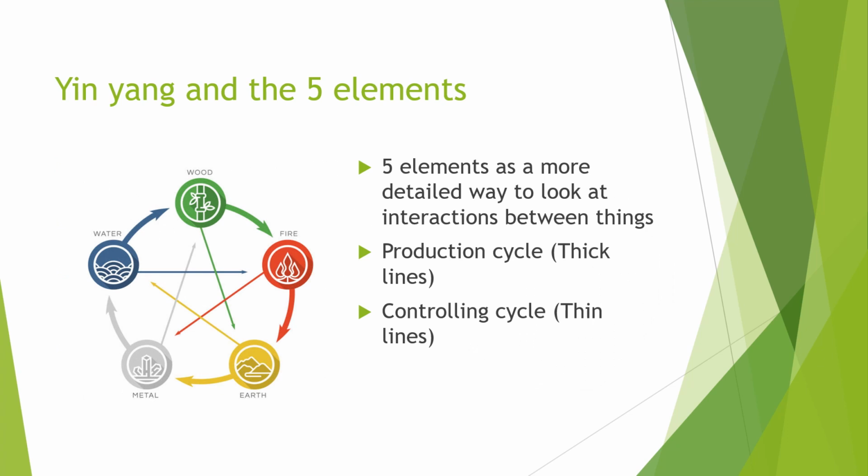Now, just using yin and yang may not be sufficient to classify everything. To give you an additional level of detail, we need to use the concept of 5 elements. Things can be assigned one of the 5 elements, and their interactions can be then further explained using the chart. There are 2 basic interactions of the 5-element chart that we'll be looking into: the production cycle, represented using the thick lines, and the controlling cycle, represented using the thin lines.